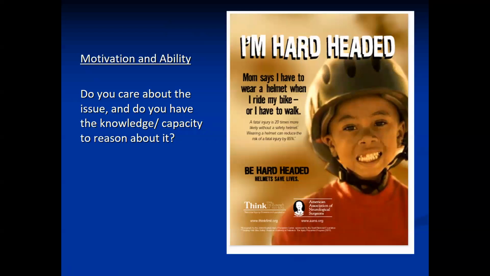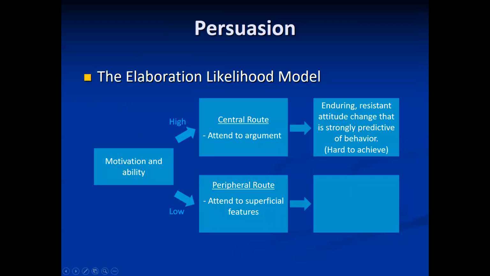Some people will not care about an issue. It will be unimportant to them. For example, the issue of helmet wearing is unimportant to non-cyclists and to people who do not know any cyclists. Such people, those who are low in motivation, will process the message via the peripheral route. That is, they will attend to the superficial features of the message.